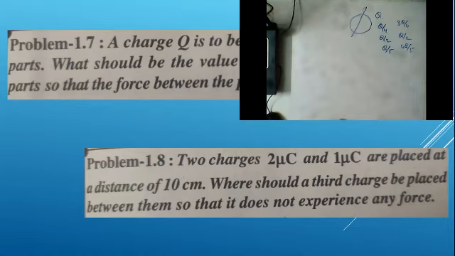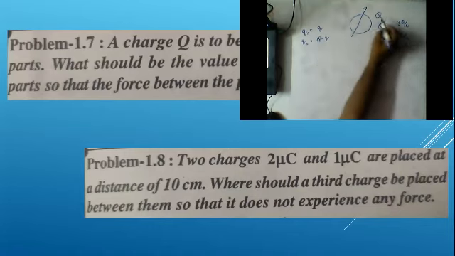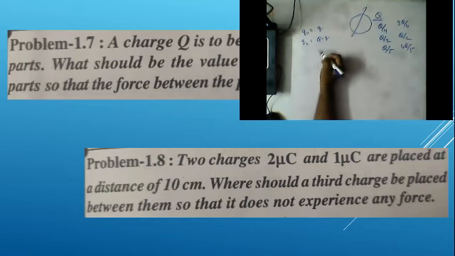So we can use the formula. First of all, the charge can be divided into the form Q1, I'm considering it as a small q, a small piece, and Q2 I'm considering as capital Q minus q. In what way do we need to divide such that it will experience maximum electric force? So Q1 is equal to q and Q2 is equal to Q minus q.